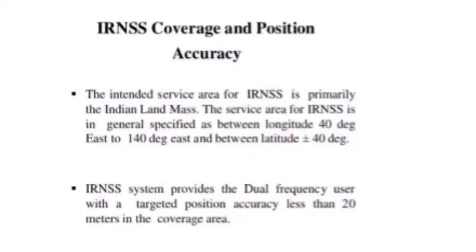Coverage and position accuracy: the service area for IRNSS is primarily the Indian landmass. The service area is generally specified between longitude 40 degrees and 140 degrees east, and latitude between 40 degrees south and 40 degrees north. IRNSS provides a dual frequency user with a targeted position accuracy of less than 20 meters in the coverage area.